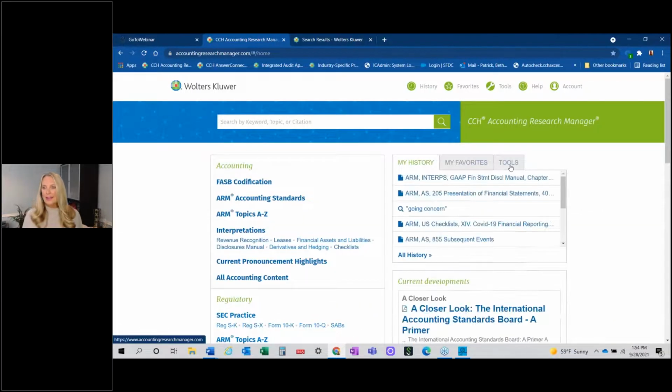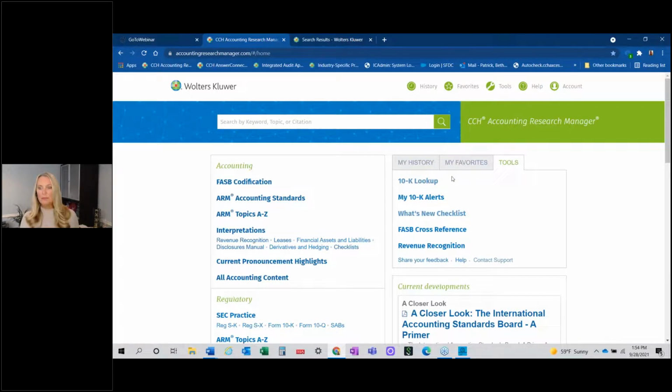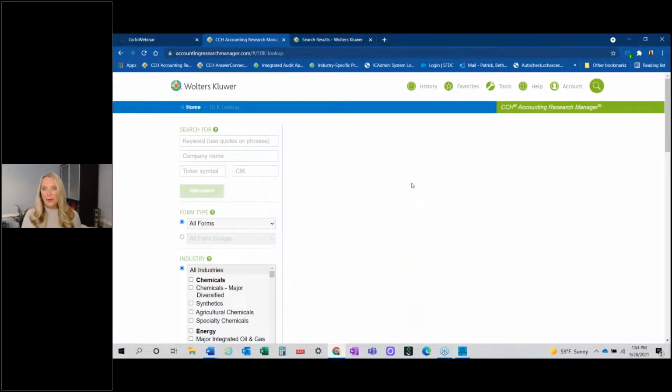The last thing I wanted to talk about is just our 10K lookup. This is one of the favorites with our customers, whether you're public, whether you're private, whether you're a CPA firm. Everyone seems to love this tool because they're always looking for example disclosures. So let's say, you type in anything you want to look for. So I'm typing in COVID-19.